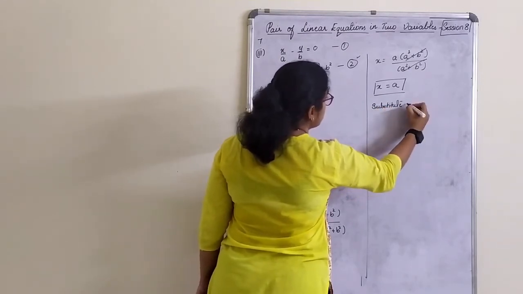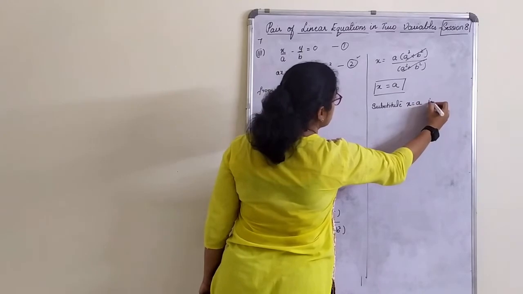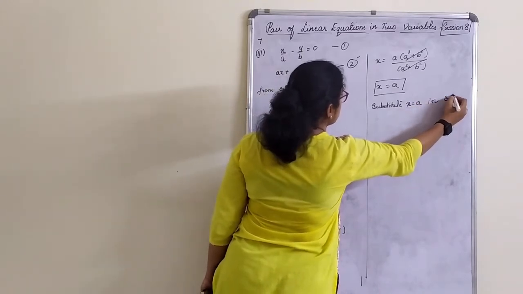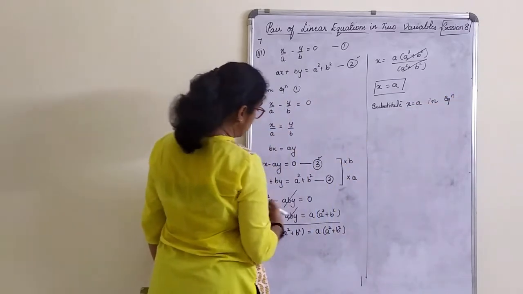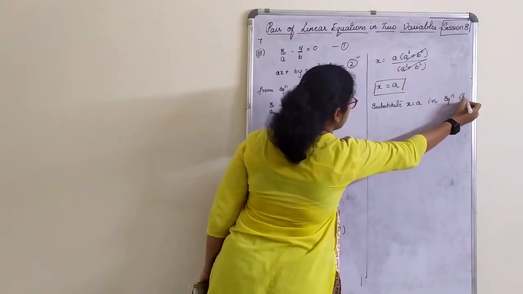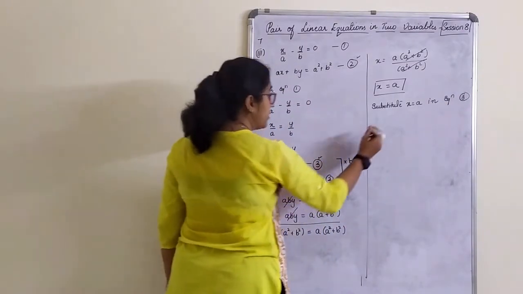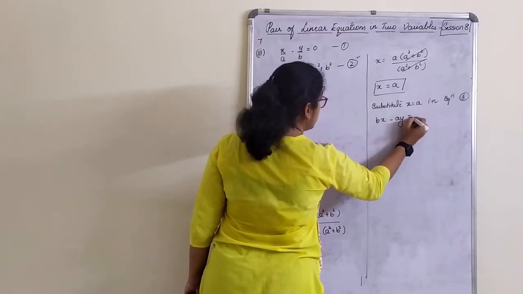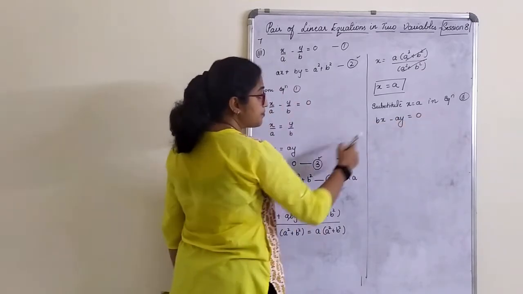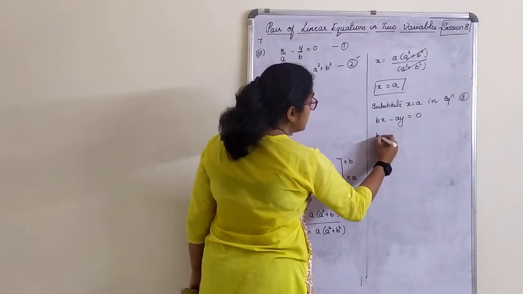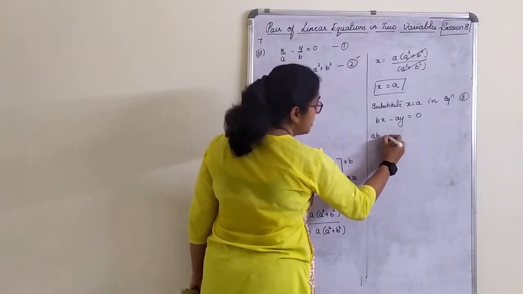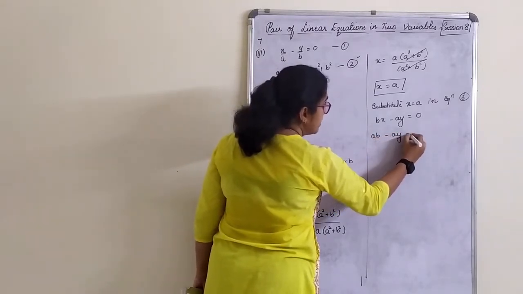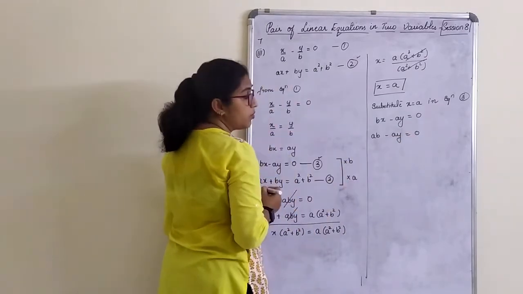X is equal to a. In equation 3 shall we take? Yes. Equation 3 is bx minus ay is equal to 0. So b into a is ab minus ay is equal to 0.